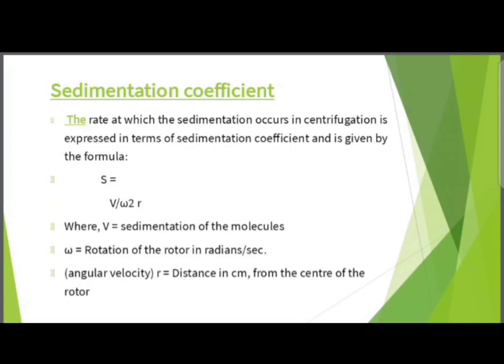Next, what is the sedimentation coefficient? The rate at which sedimentation occurs in centrifugation is expressed in terms of the sedimentation coefficient, and it is given by the formula S is equal to V over omega squared R, where V stands for the sedimentation rate, omega stands for the rotation of the rotor, and R stands for the distance in centimeters from the center of the rotor. Omega is also known as the angular velocity.